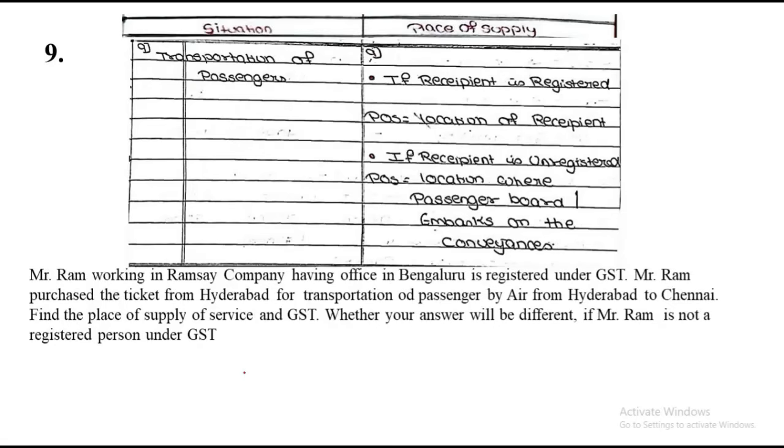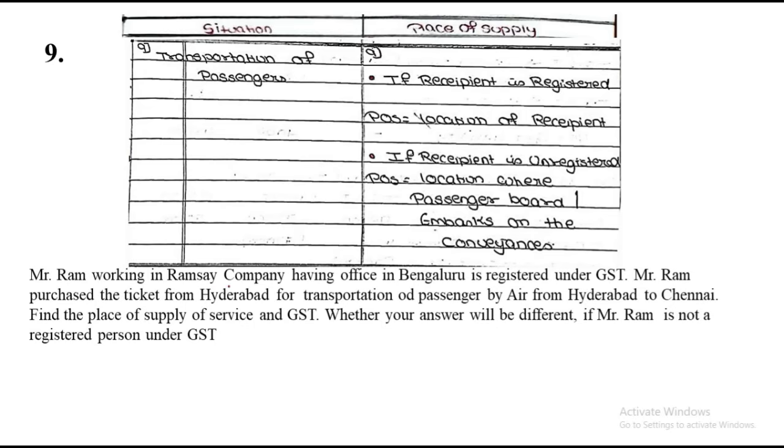We jump to the last situation. Situation number 9, transportation of passengers. Similar situation: if he is a registered recipient, the location of the recipient will be considered as POS, and if not registered, the location where the passenger boarded or embarked the conveyance will be considered.